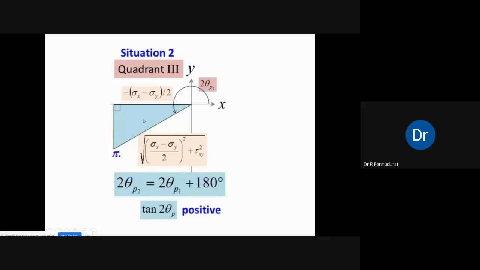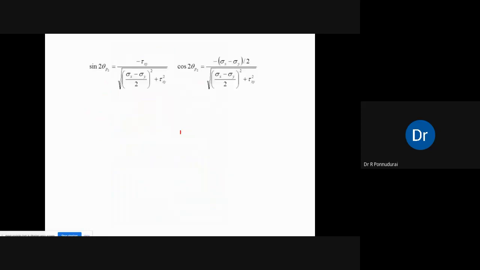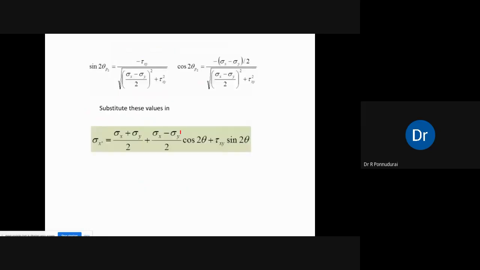So draw this triangle. Here the opposite side is tau xy, and the adjacent side is (sigma x minus sigma y) by 2. From this you can interpret what sine 2 theta and cos 2 theta are. Substitute these two variables in this expression, cos 2 theta here, sine 2 theta here, so you can get the sigma x dash.